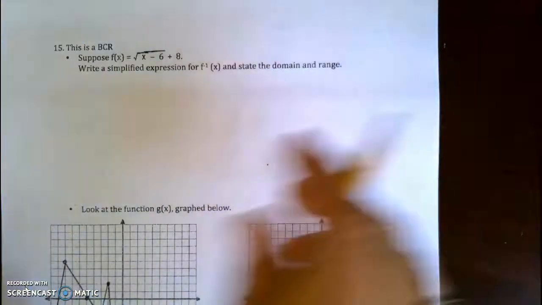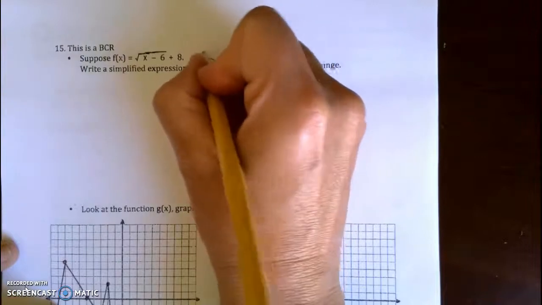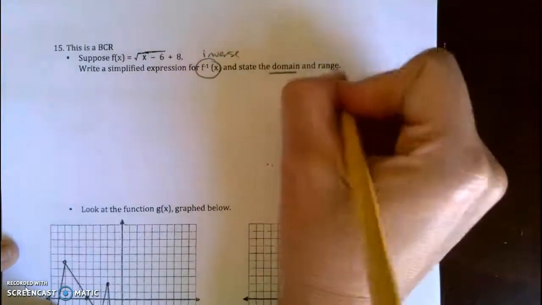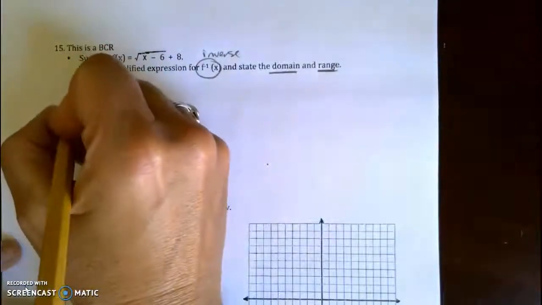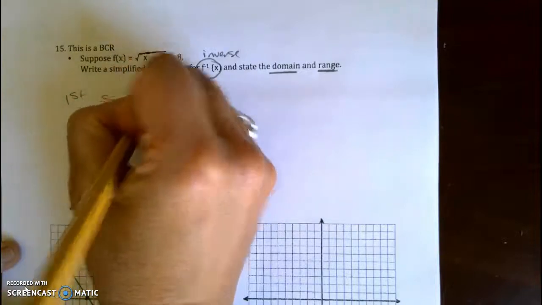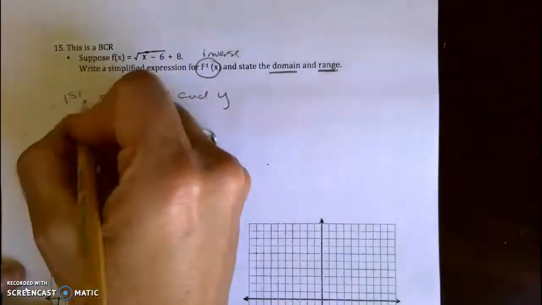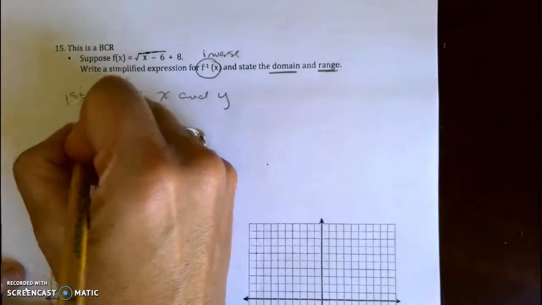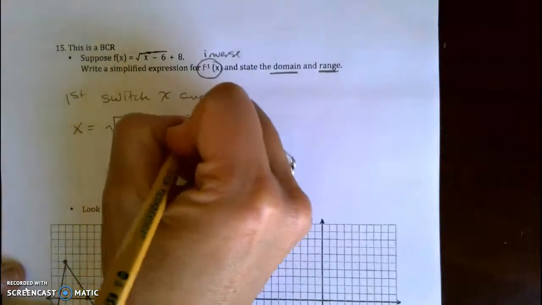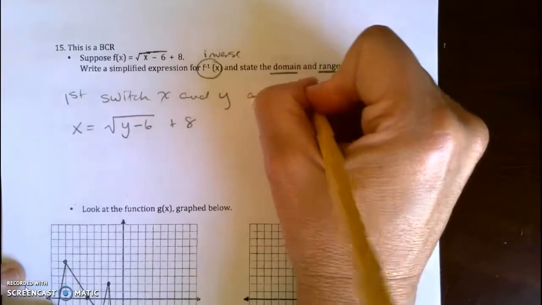All right. We're going to write a simplified expression for the inverse. Remember that this means inverse. And state the domain and range. All right. So my first step is to switch x and y. So that's going to be x equals the square root of y minus 6, plus 8. And then solve for y.